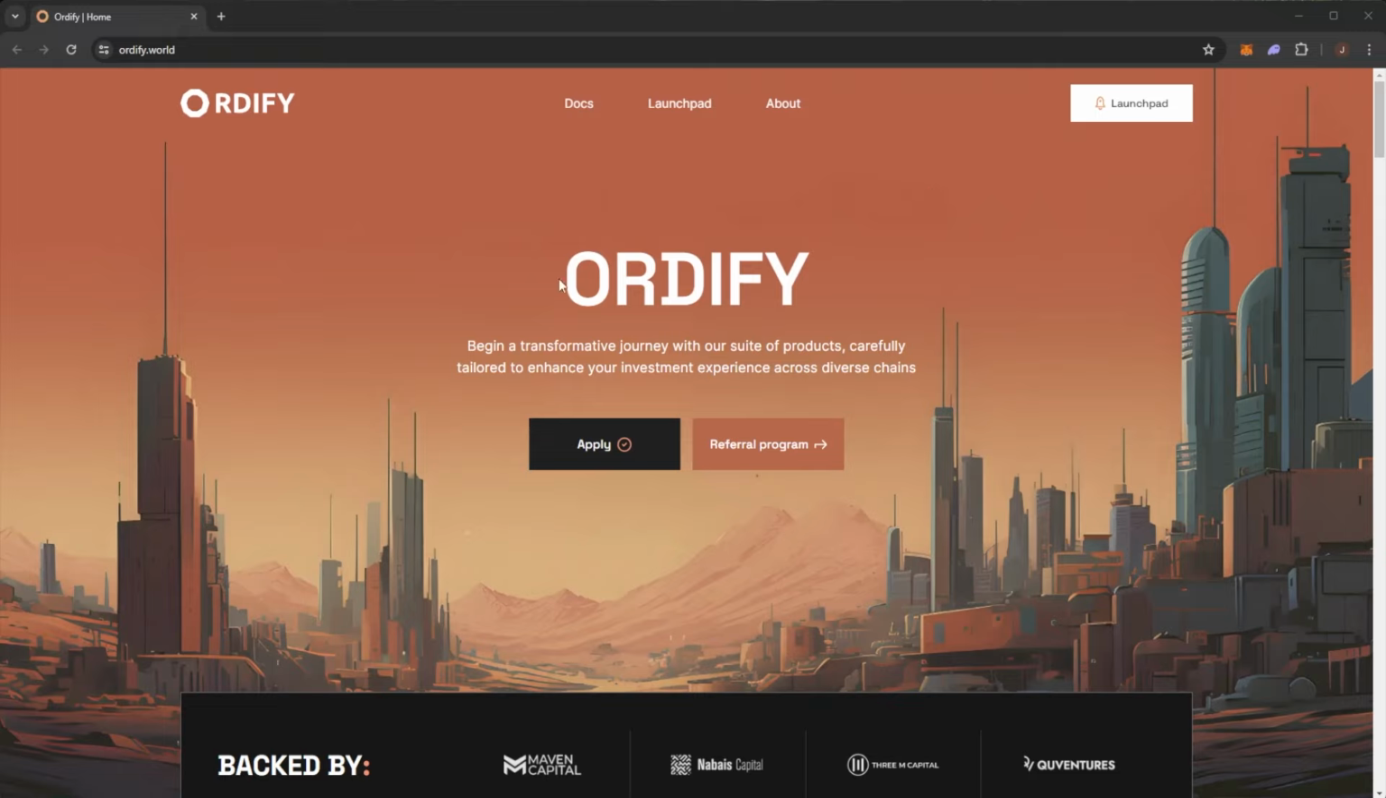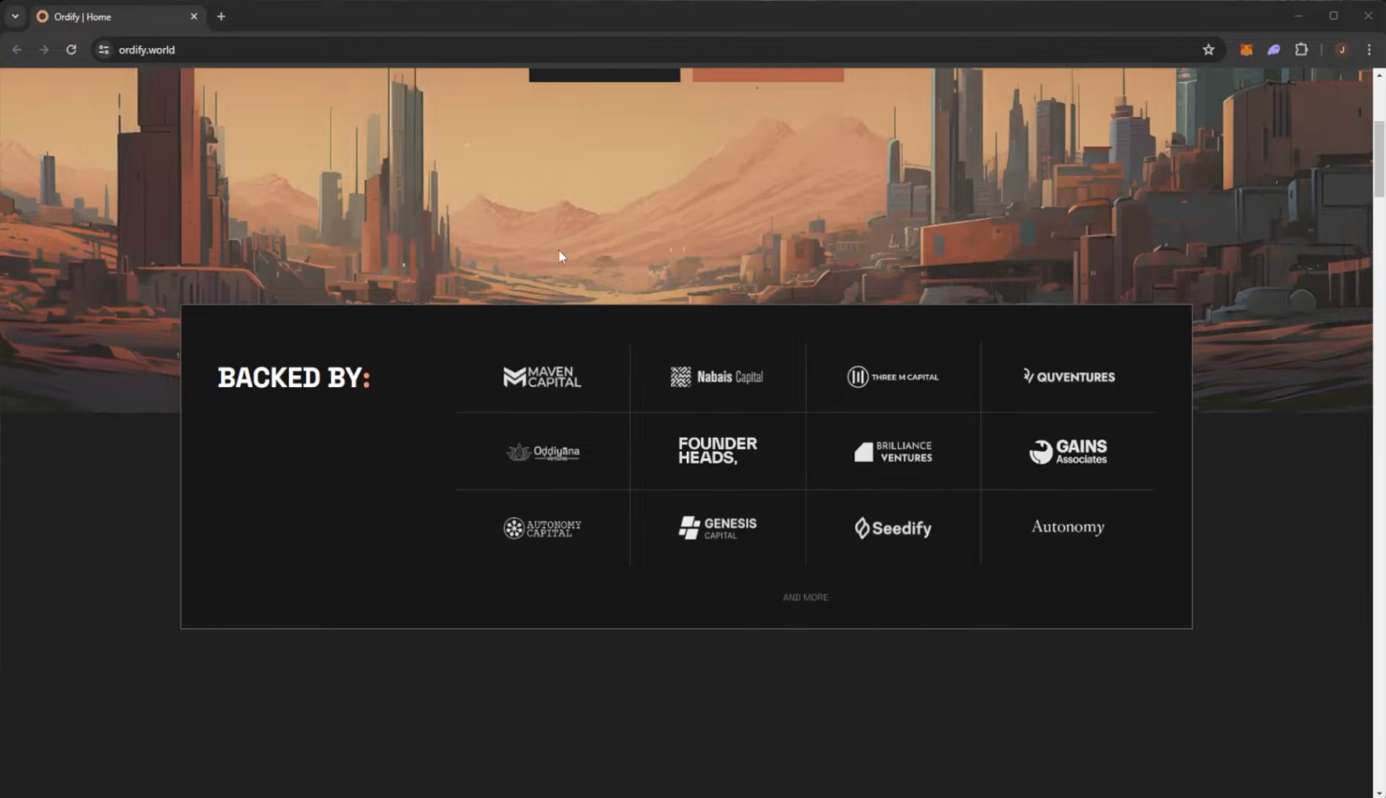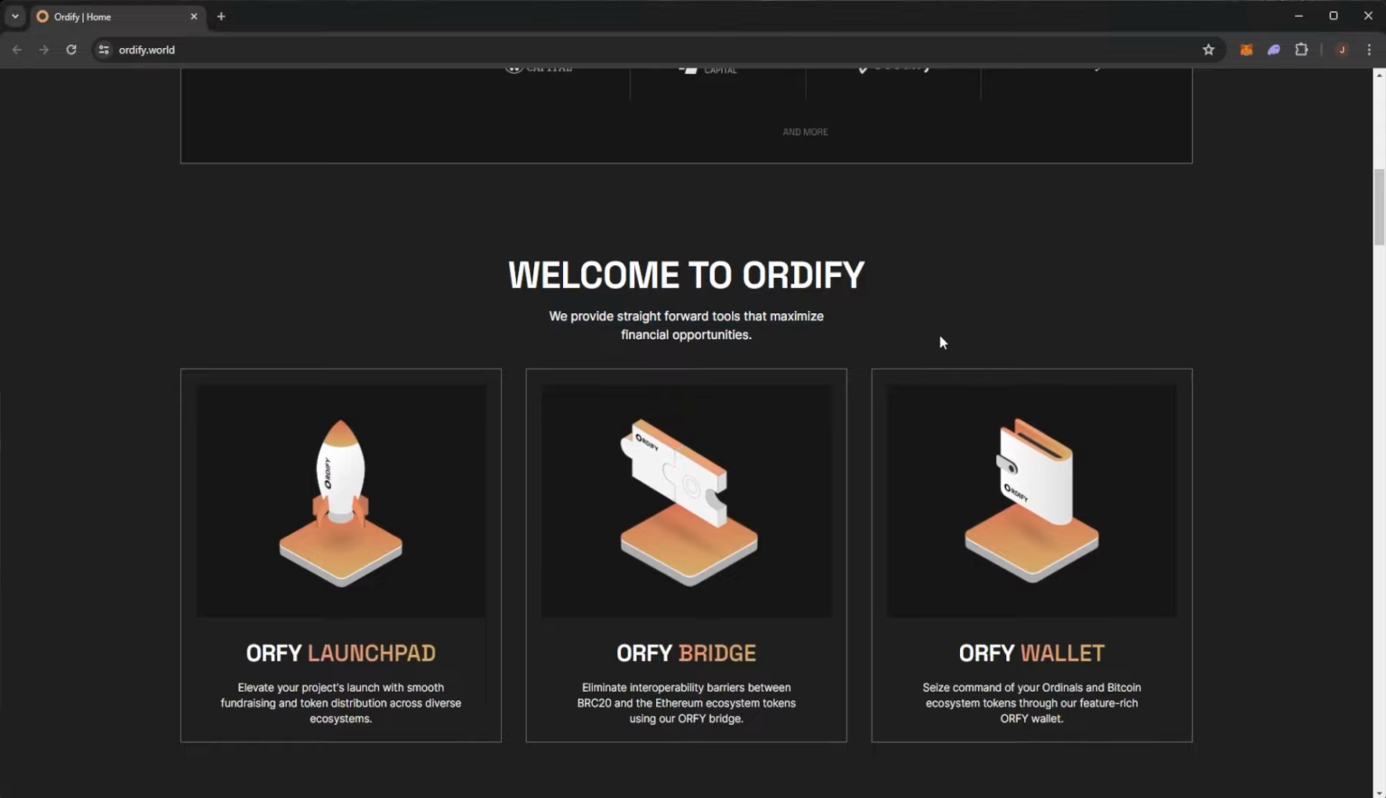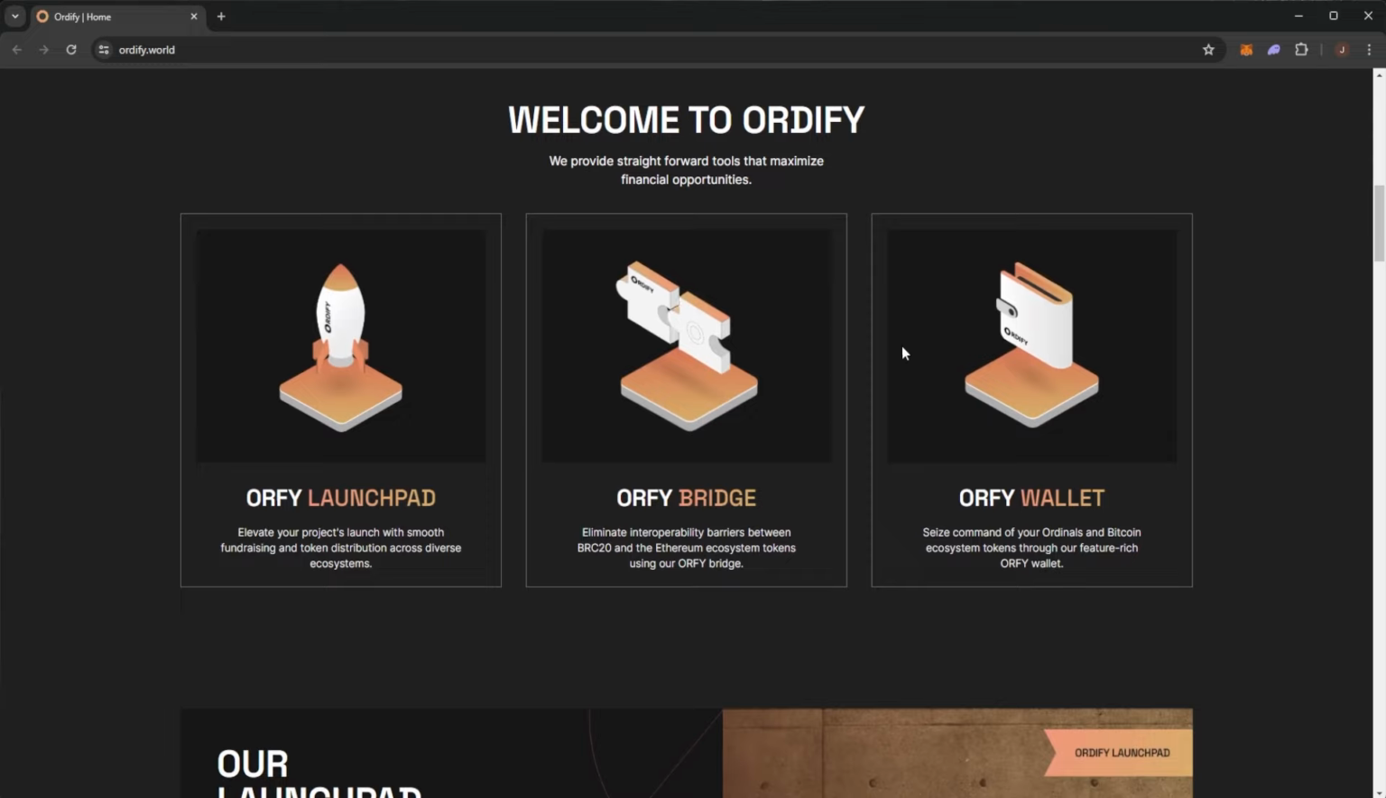So, Ordify. Begin a transformative journey with our suite of products, carefully tailored to enhance your investment experience across diverse chains. They are backed by some very big names in the business, but welcome to Ordify. They provide straightforward tools that maximize financial opportunities.